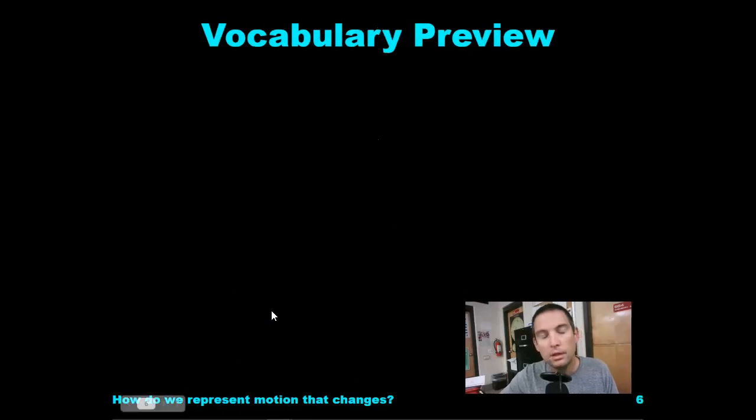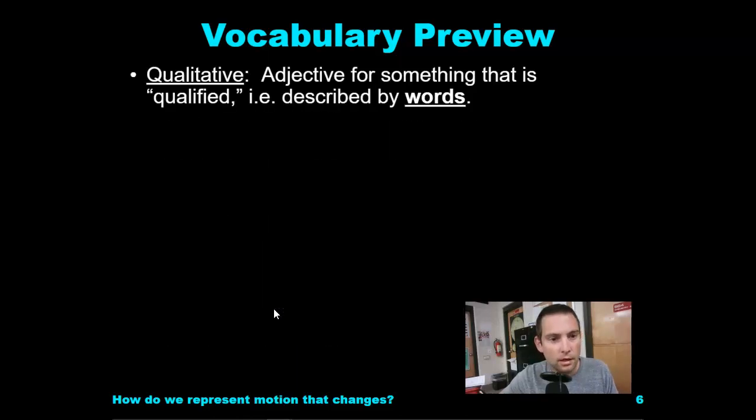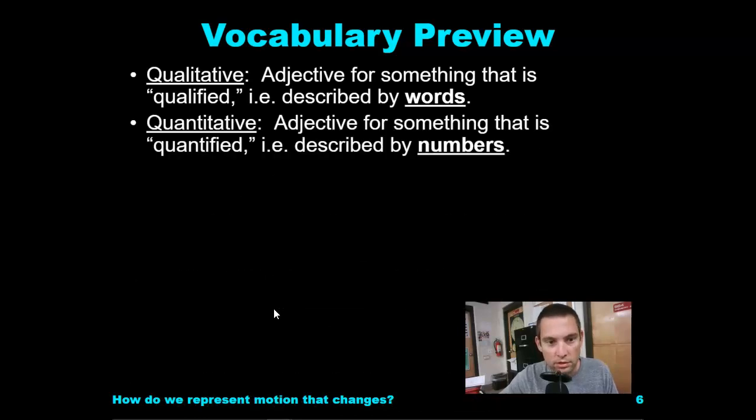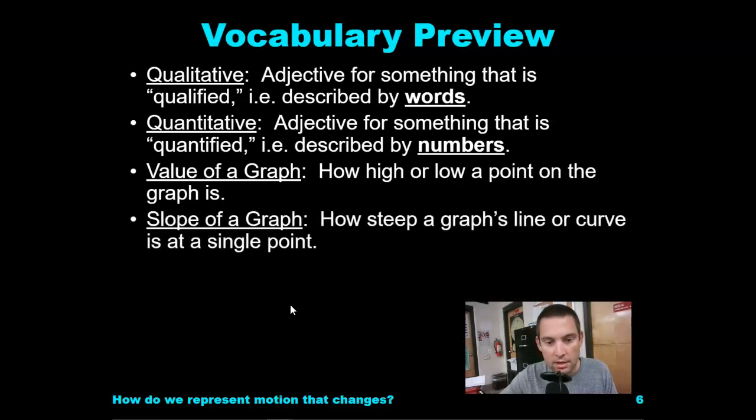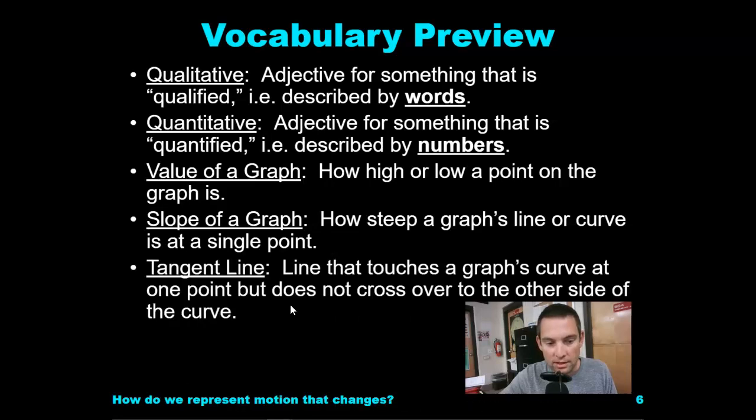Vocabulary preview. As always, don't just watch the vocabulary preview and think you understand everything in the lesson. Qualitative: qualified, described by words. Quantitative: adjective for something that is quantified, a quantity, described by numbers. Value of a graph: how high or low a point on the graph is. Slope of a graph is how steep a graph's line or curve is at a single point.